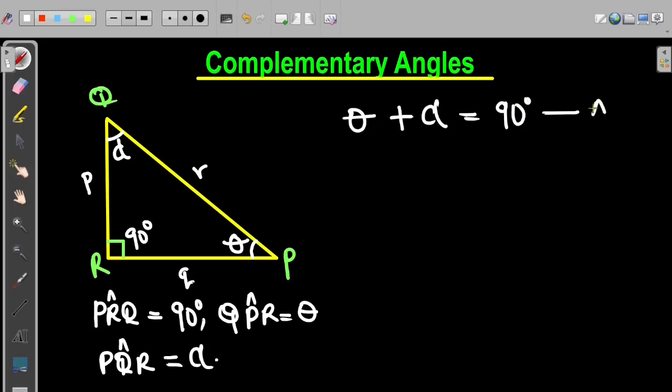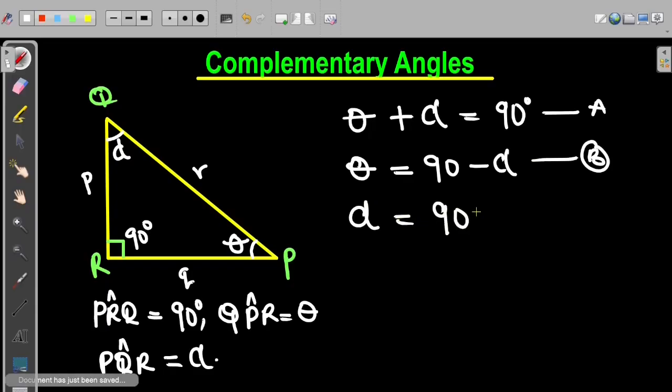Let's call this equation A. So it follows that theta is equal to 90 minus alpha. Call this equation B, and also alpha is equal to 90 minus theta. Let's call this equation C.